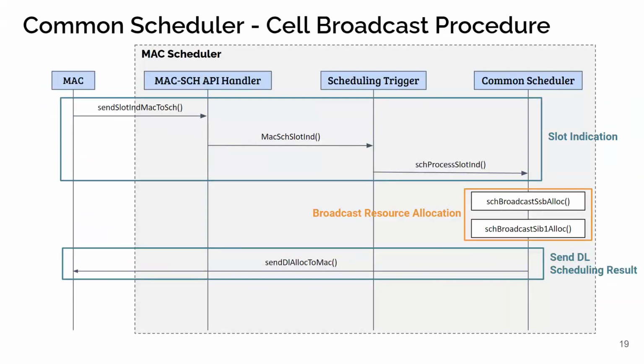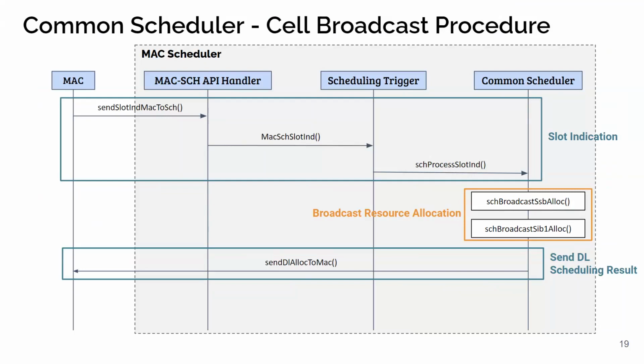So first the MAC will send a start indication to the scheduler. And what is the start indication? The start indication is used to indicate to the scheduler to do the scheduling right now. And the period is each slot. So after each slot, the MAC will send a start indication to the MAC scheduler to tell the scheduler, you should work, you should do the scheduling.